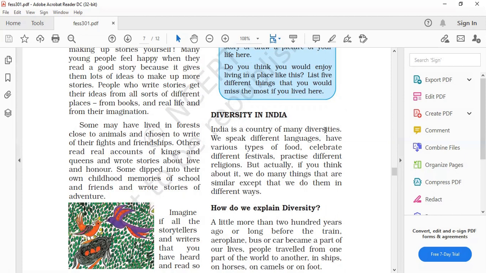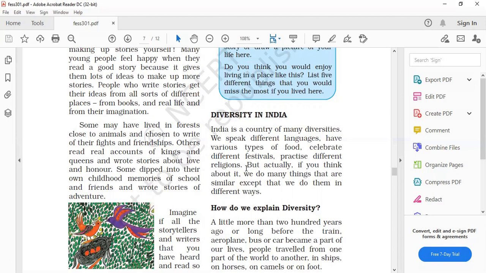It's the name of the chapter, our diversity. So India is a country of many diversities. Here you justify the statement. Your answer is this paragraph. Like in India, we speak different languages, have various types of food, celebrate different festivals, practice different religions, but actually, if you think about it, we do many things that are similar. So why do you think like this? We celebrate and practice different religions, so we consider India a country of many diversities.